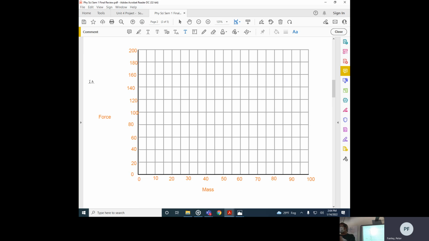So a different scale on the x-axis than the y-axis, but each one is consistent within itself, huh? The x-axis counted every 2 boxes is 10. The y-axis counted every box is 20. That's okay if they're different, but you can't change it halfway through.